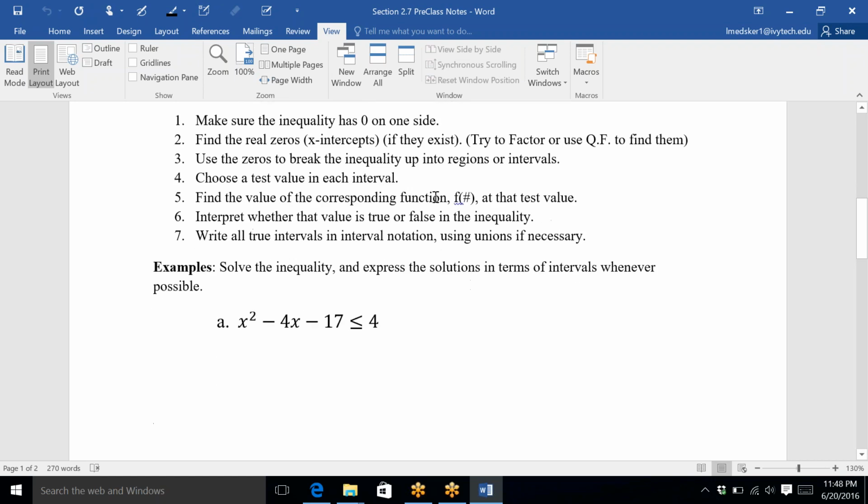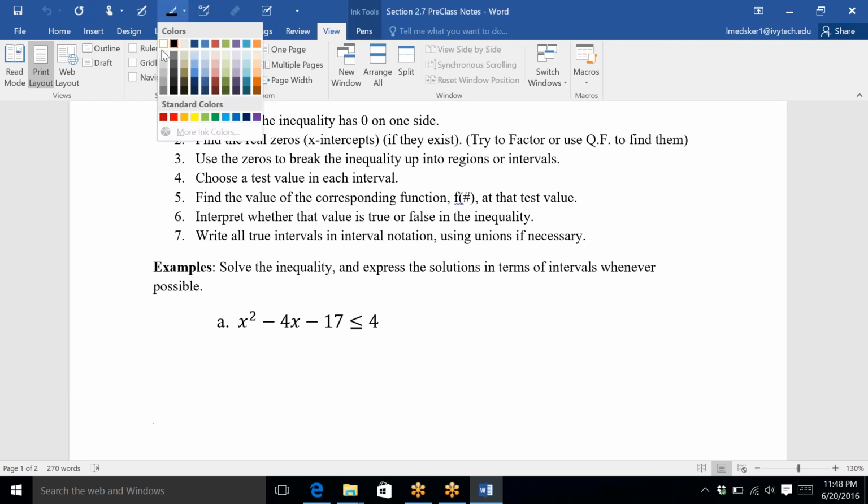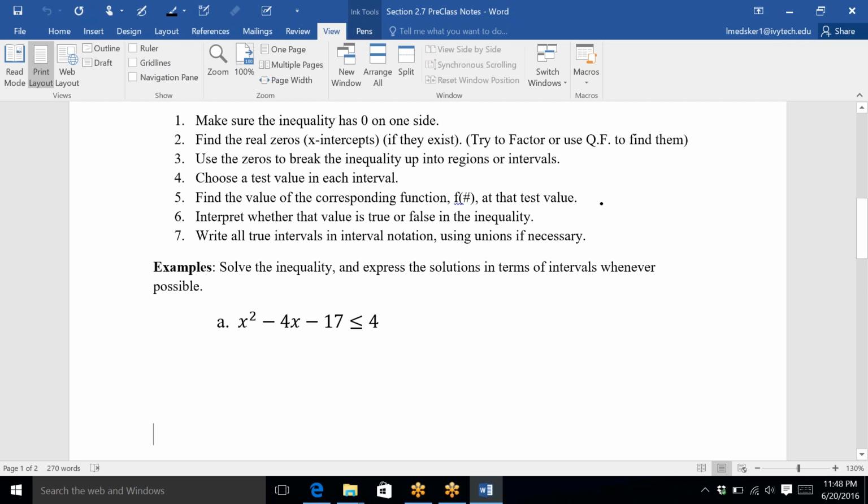You can find the corresponding f of the test value, that means plug the number into the function, or another option here, and one that I'm actually more fond of, this was just from the book, I just look at how the test point affects each factor. And I'll show you what I mean by that.